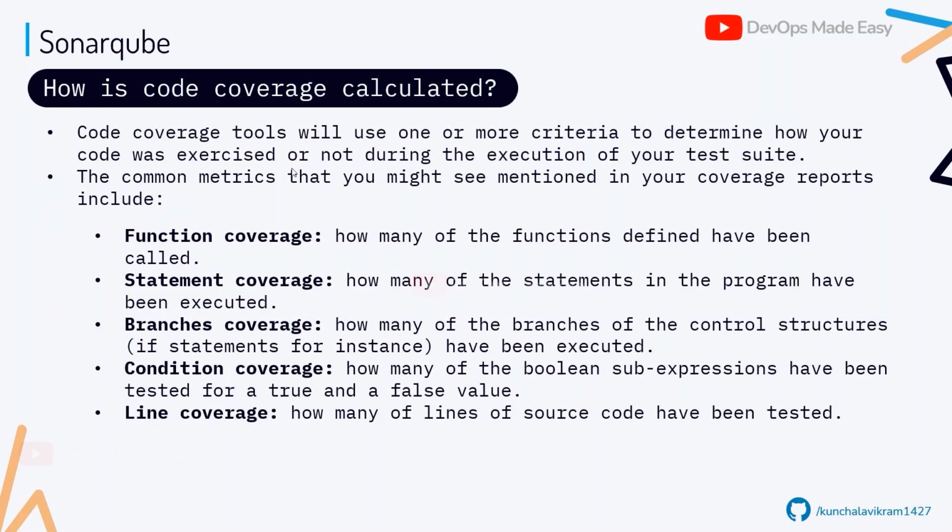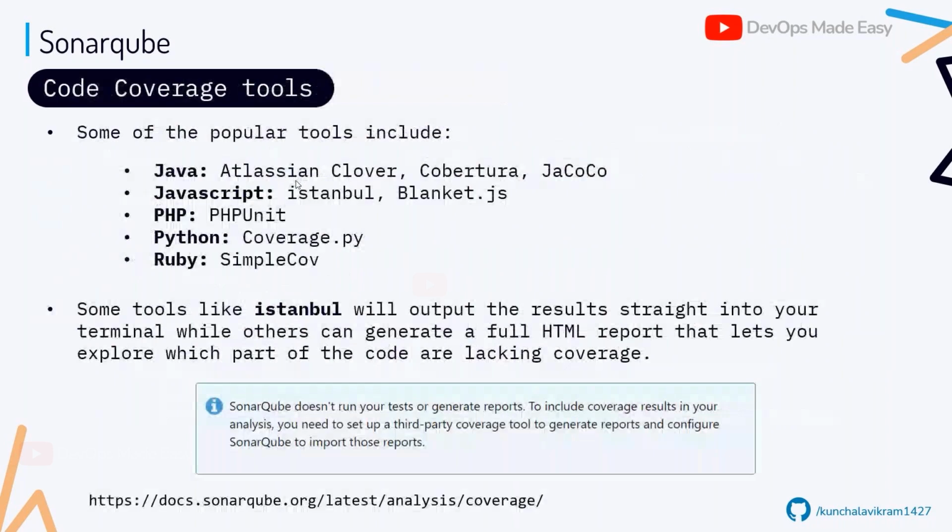Condition coverage: you have true or false conditions. So you are just checking only true conditions, you are not checking false conditions. So that is condition coverage. Then line coverage: how many lines of your code have been analyzed, and how many of them are not reached or not analyzed. All these are considered, and a final code coverage percentage will be calculated. So that is what we call code coverage.